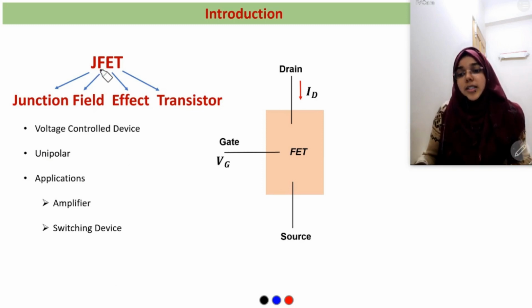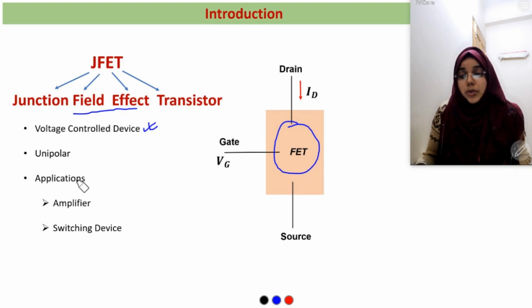Now, the word JFET stands for junction field effect transistor. It is called field effect because an electric field is established by the charges present in the channel region. And this is a voltage control device, as we have seen before. It is also a unipolar device. The prefix uni stands for one. That means the current here depends solely on the electron or the hole.